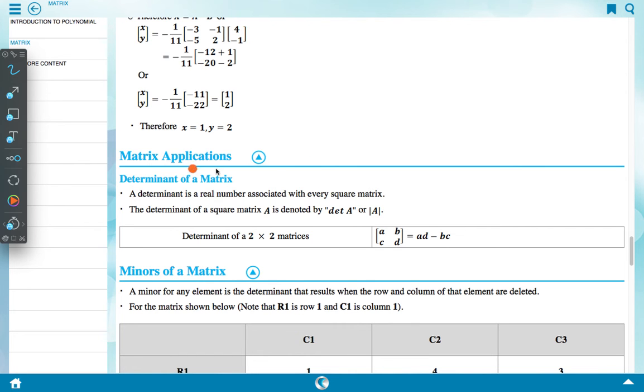Here, matrix application. Determinant of a matrix. A determinant is a real number associated with every square matrix. The determinant of a square matrix A is denoted by det A or |A|. Determinant of a 2 by 2 matrix A with entries A B C D is equal to AD minus BC.